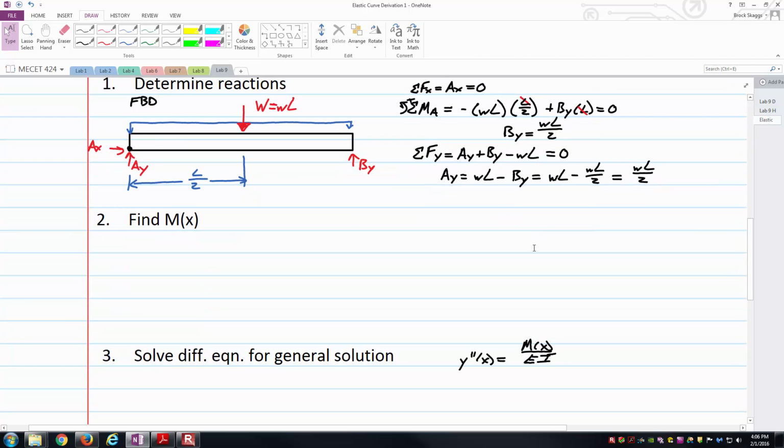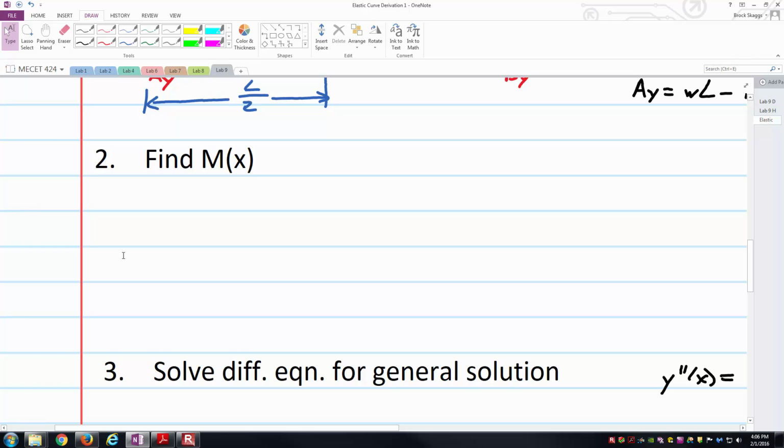And so now that I found the reactions, I need to find m of x. And so what m of x is, again, is a description of how the internal bending moment is changing as we walk along the length of the beam. And so how we'll do that is by drawing another free body diagram. And here I'm just going to have the left boundary of my free body diagram be at the origin at point A, and the right hand side boundary I'm going to make at some general point x, where x is going to be somewhere between 0 and L. And so I guess I'll make that a little more explicit here. I'll say, let's draw the free body diagram where 0 is going to be less than x, which is going to be less than the overall length of the beam.